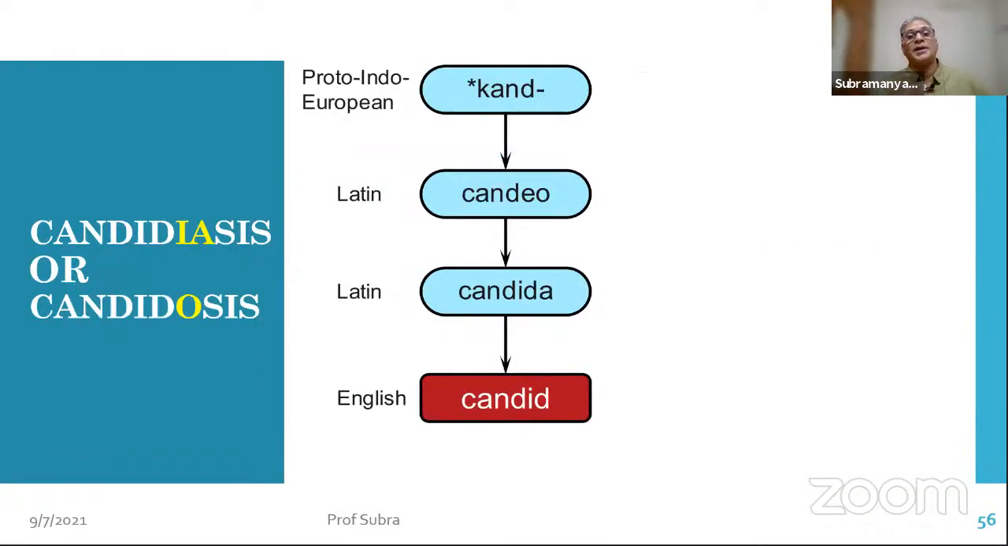Similarly, candidiasis or candidosis. Again, this is a question of application of term, because the suffix iasis is generally used for protozoal lesions, like leishmaniasis, filariasis, trypanosomiasis. But for all fungal infections, we use the suffix osis, histoplasmosis, blastomycosis, like that. So strictly speaking, candidosis is the right term for the fungal infection caused by Candida, rather than candidiasis, because it might give an impression that it is a protozoal infection. However, both are being used synonymously, so it should not be a problem.